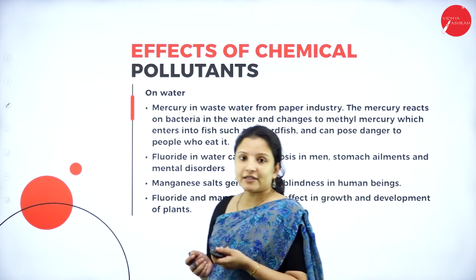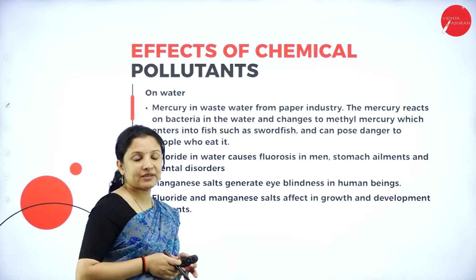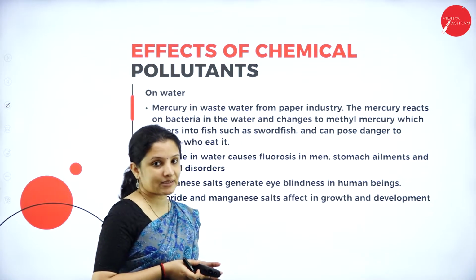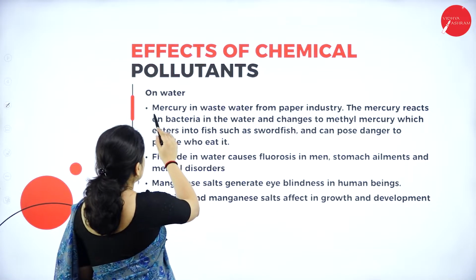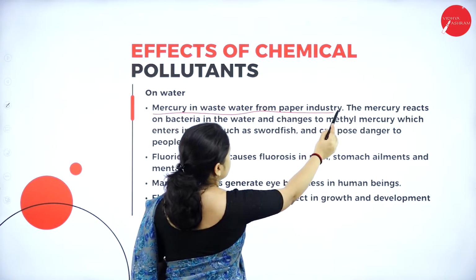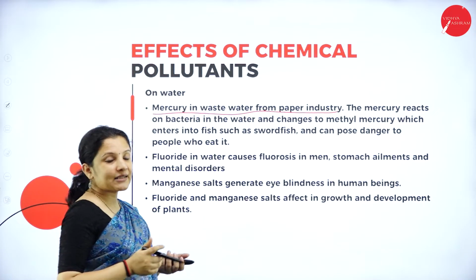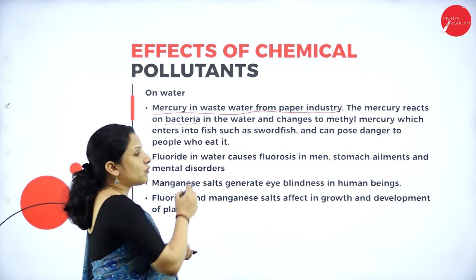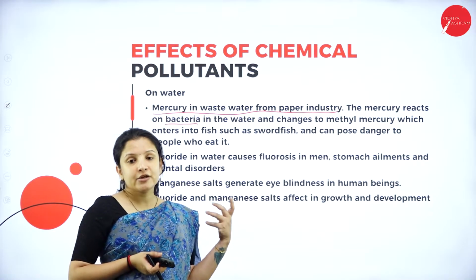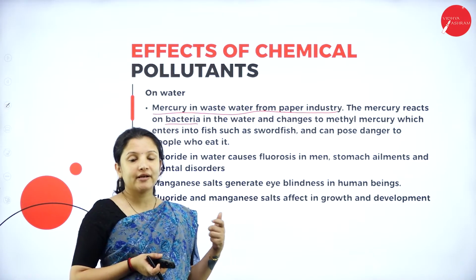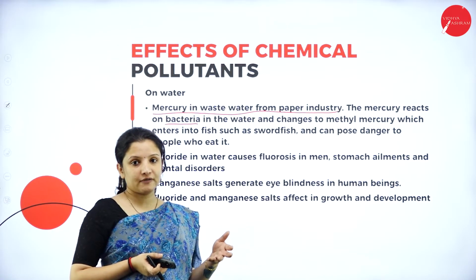And mercury in wastewater. If you remember, in the previous session I gave one of the best examples, the Minamata disease that occurred in Japan. Just like that, the mercury in wastewater released by paper industries can also react inside the bacteria. So what happens to nitrate? For example, in the previous slide I used the word nitrate, which is also a chemical fertilizer, a component of the chemical fertilizer.